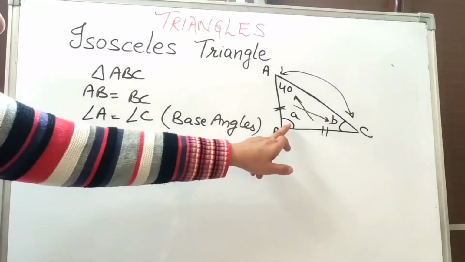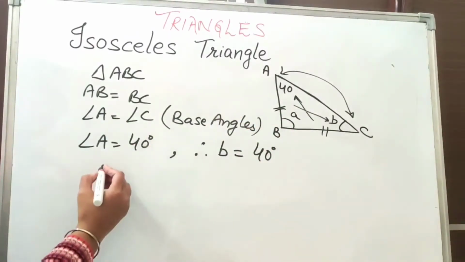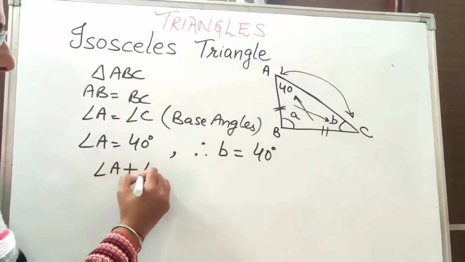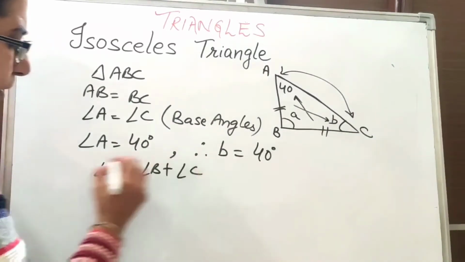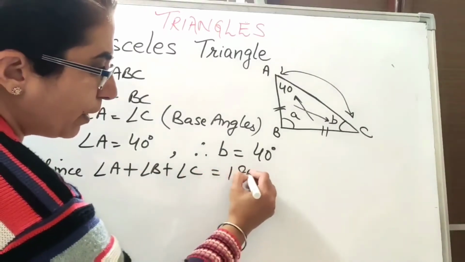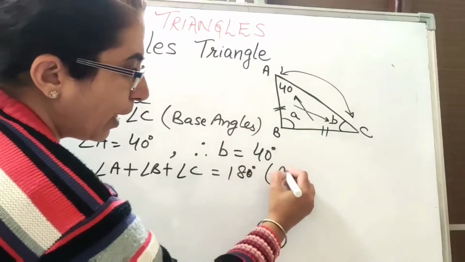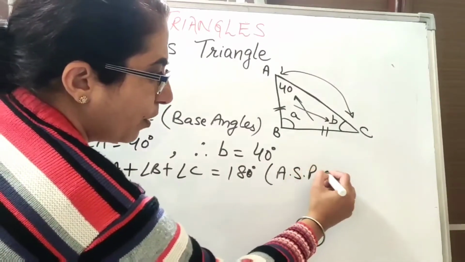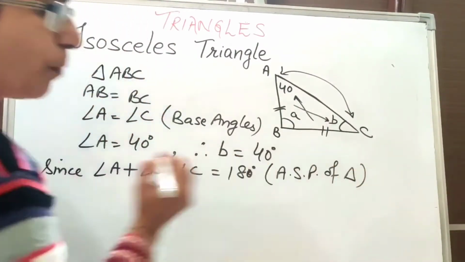Now we are required to find this angle A. How to find it? By the angle sum property of the triangle. We know that angle A plus angle B plus angle C is equal to 180 degrees, and the reason is the angle sum property of a triangle.